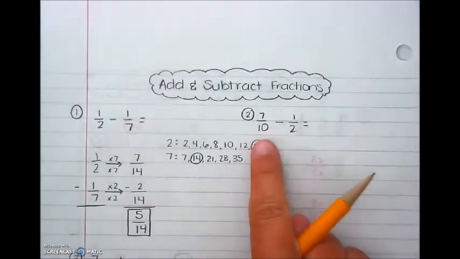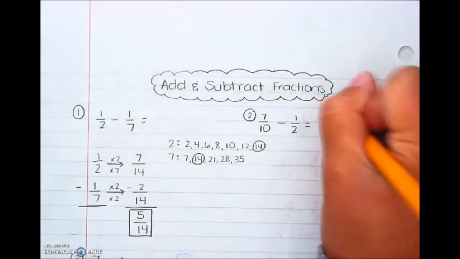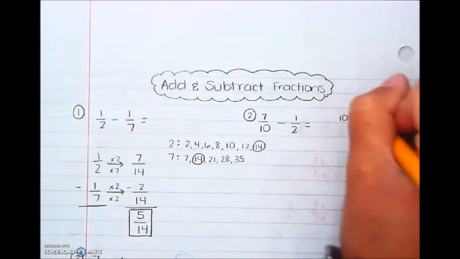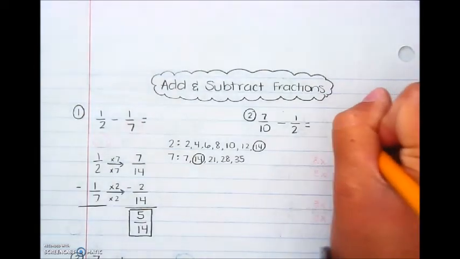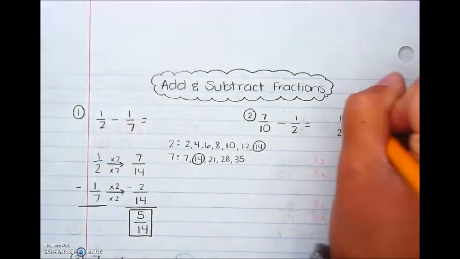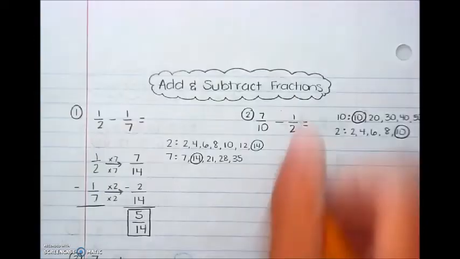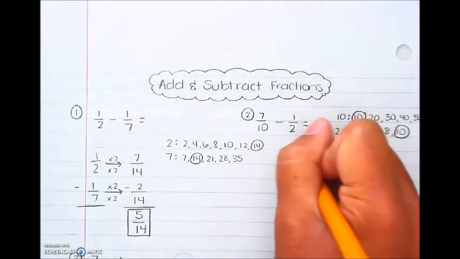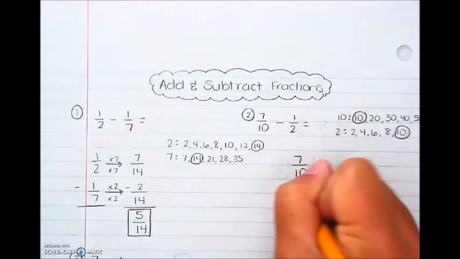Okay, let's take a look at 7/10 minus 1/2. So again, if I list out my multiples of 10: 10, 20, 30, 40, 50, and 2: 2, 4, 6, 8, 10, I see that the number 10 is on both lists. So I'm going to rewrite those numbers vertically. So I'll have 7/10 minus 1/2.